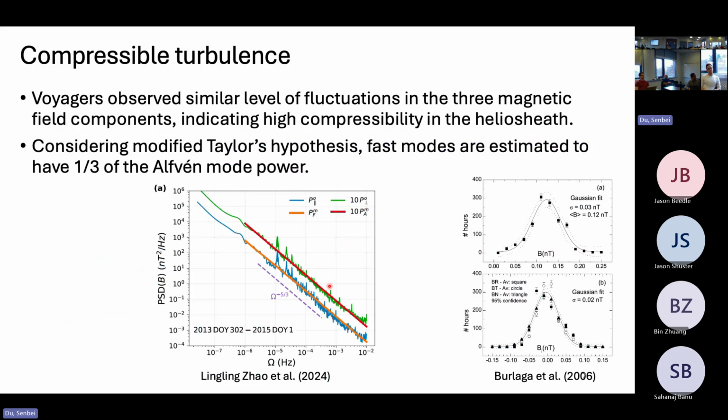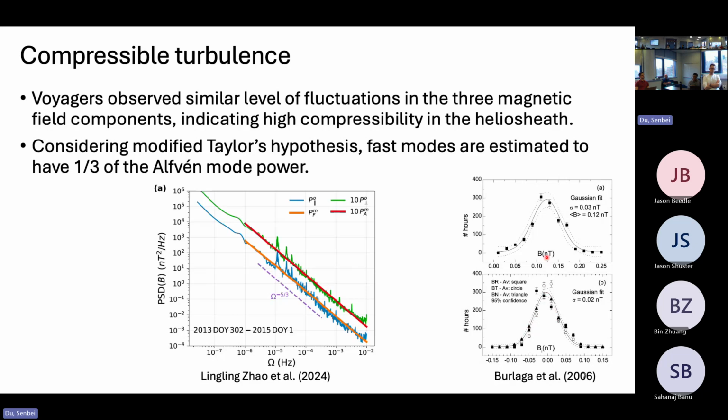And so another topic maybe related to the fast magnetosonic waves is the turbulence. We see the turbulence observed by Voyagers is compressible. That means that it has a similar level of fluctuations in the 3 magnetic field components. And that's shown in this Burlaga et al. paper that shows the distribution of the magnetic field. All 3 components are similar, and also the magnitude of the magnetic field.